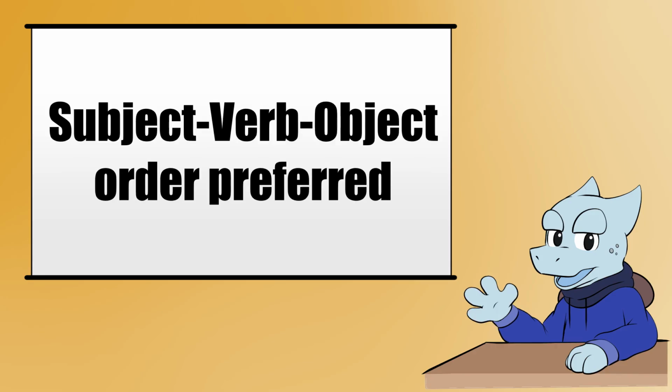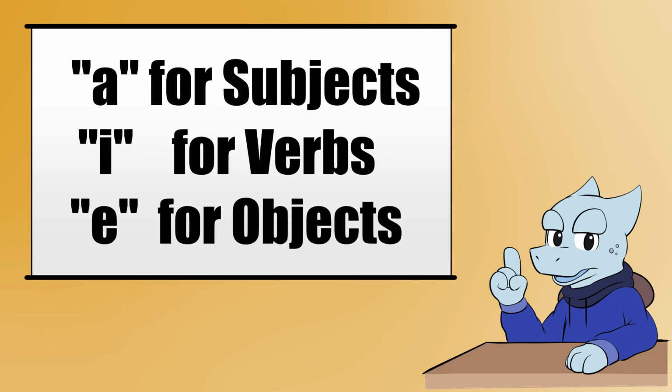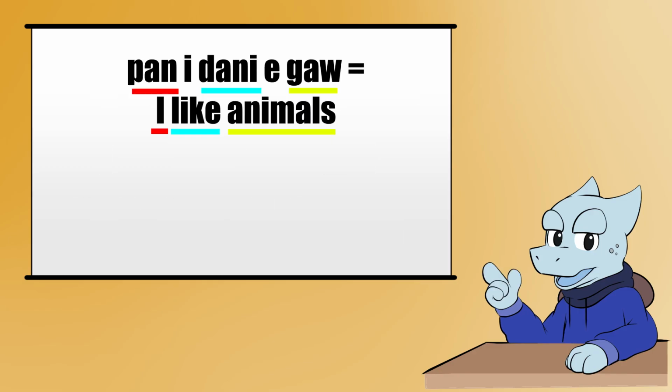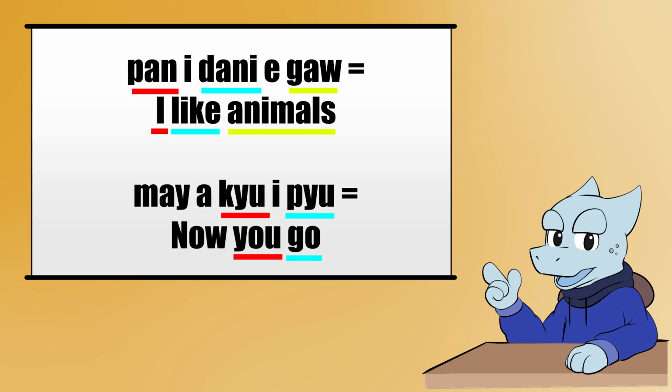Sentences are usually SVO, subject-verb-object order, but can be rearranged in any way that the speaker wants, because each part of the sentence is marked with a particle. Subjects are marked with the preceding particle a, verbs with e, and objects e. If the subject is at the start of the sentence, it doesn't need a subject marker. Pan ni dani agao means I like animals. Mai aku ipu means now you go.